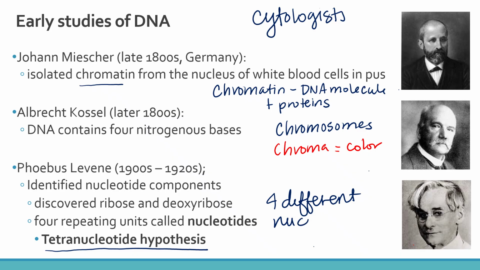And of course, now we know the 3 components of the nucleotide: the phosphate, the sugar, and the nitrogenous base. And our nucleotides vary by that, I'm just going to abbreviate it, nitrogenous base.